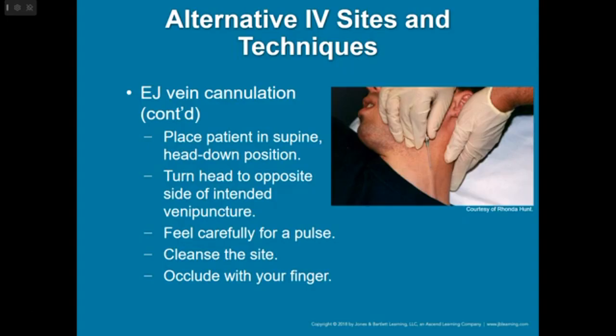Place patient in supine, head down position. Turn head to the opposite side of the intended venipuncture, of course. Feel carefully for the pulse. Cleanse the site. Include it with your finger. It's kind of hard to pull traction on the neck there, so if that vein rolls on you, it can be kind of hard to prevent that.